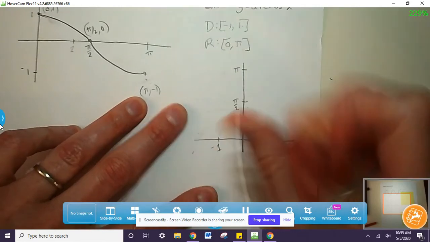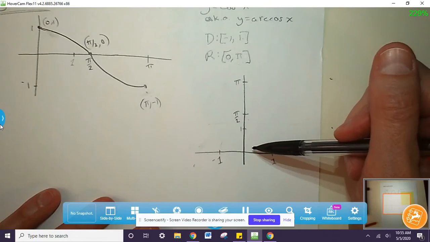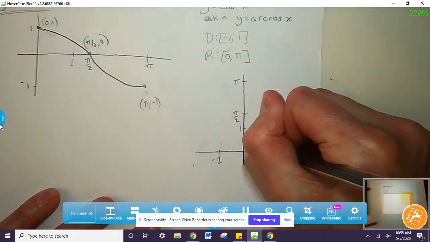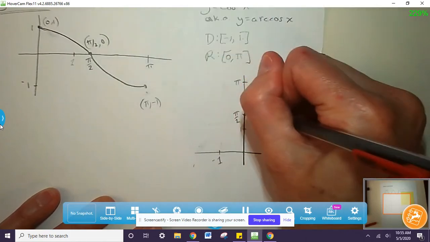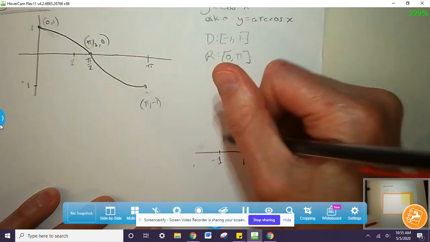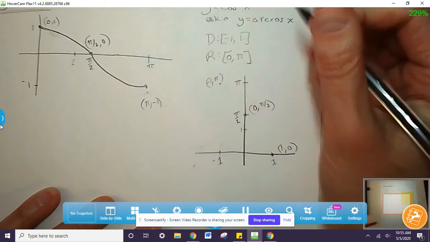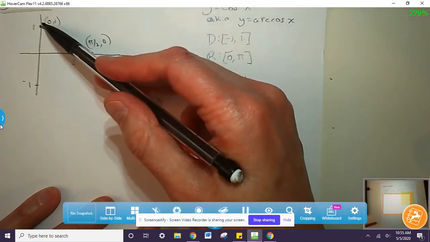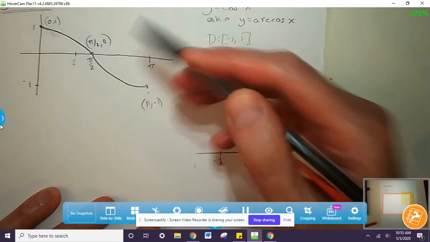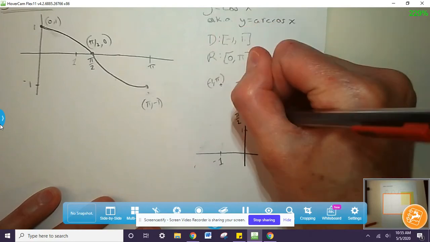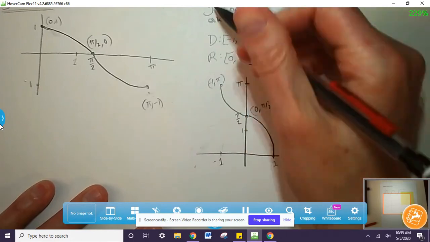Okay, so the steps I gave: switch the domain and range, set up your axes, reverse those ordered pairs. Instead of 0, 1, we'll have 1, 0. Instead of pi over 2, 0, we'll have 0, pi over 2. Instead of pi, -1, we'll have -1, pi. And concavity will reverse. So from left to right, if this is concave down, then up, the inverse goes from left to right concave up, then concave down. When you connect these dots, that's your graph of inverse cosine.